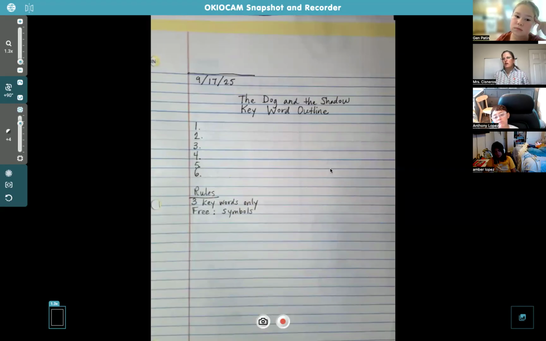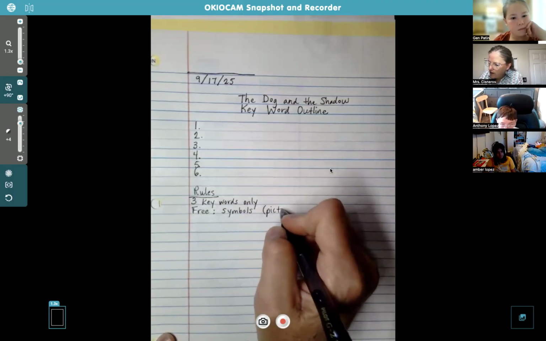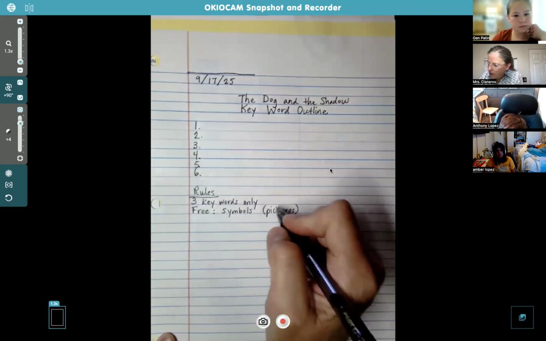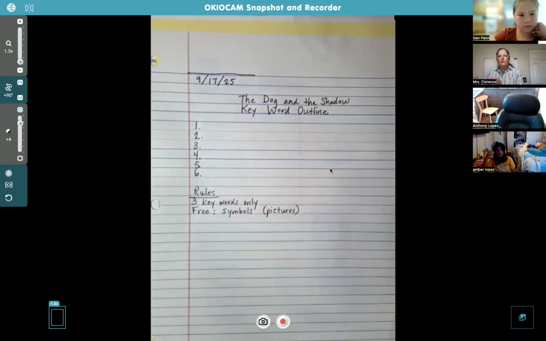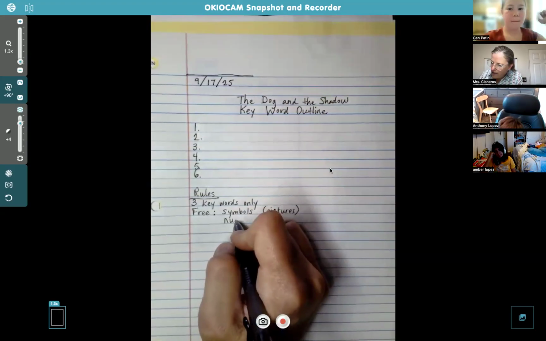And I don't know if you've ever noticed, like on an ambulance, there's a red cross, like a plus sign. That's a symbol for emergency. So it's a little picture is what a symbol is. So let's just put in parentheses here pictures so that we can remember that's what that means, like little pictures. So a symbol is like a little picture to represent something. The other thing we can use for free are numbers.